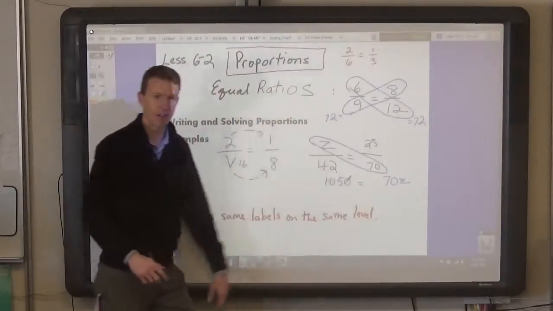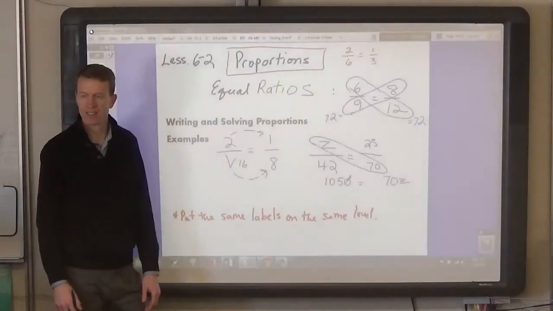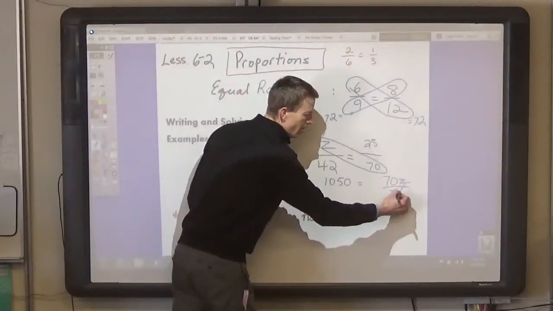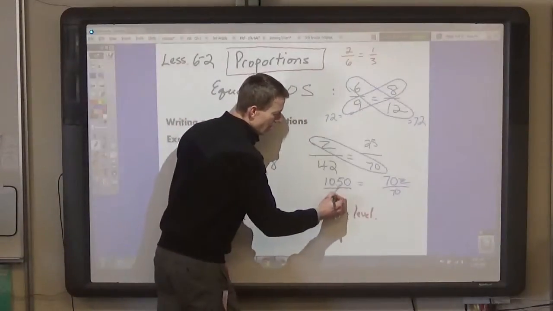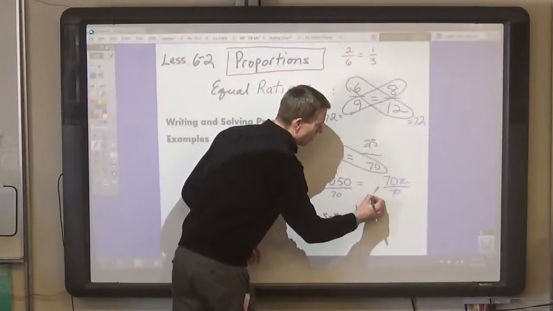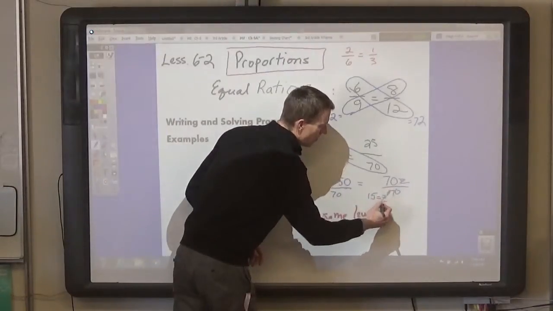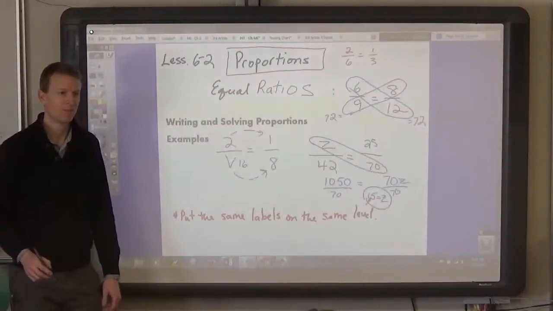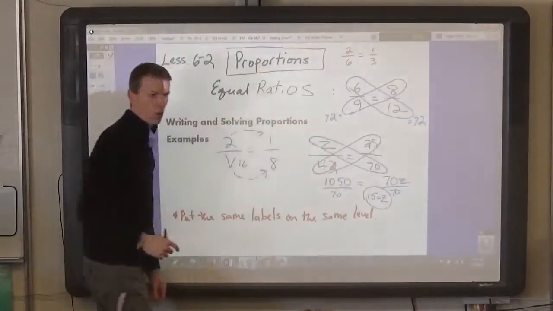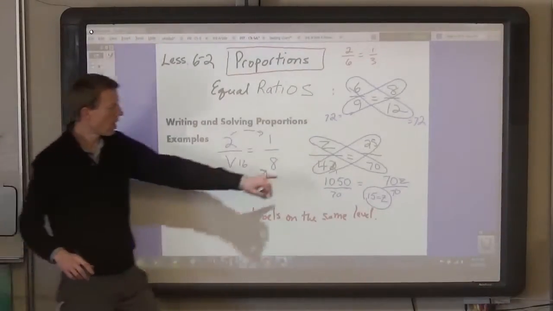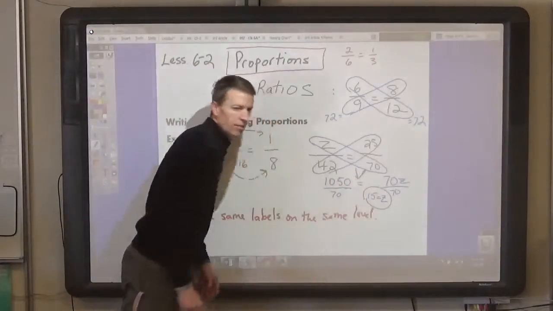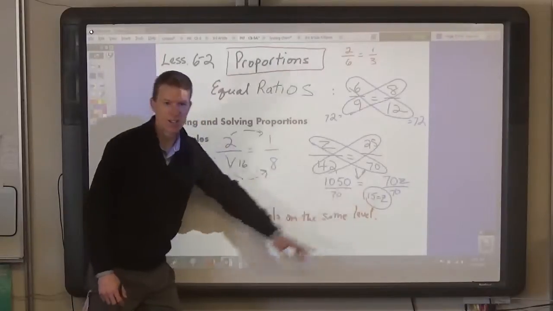Can you solve this then? Can you figure out what z is? How do you do that? You divide both sides by the 70, the coefficient. What does z equal? 15. Okay? So, by finding the cross products and setting those equal to each other, you write the equal sign there, then you can solve and find the answer to the missing variable.